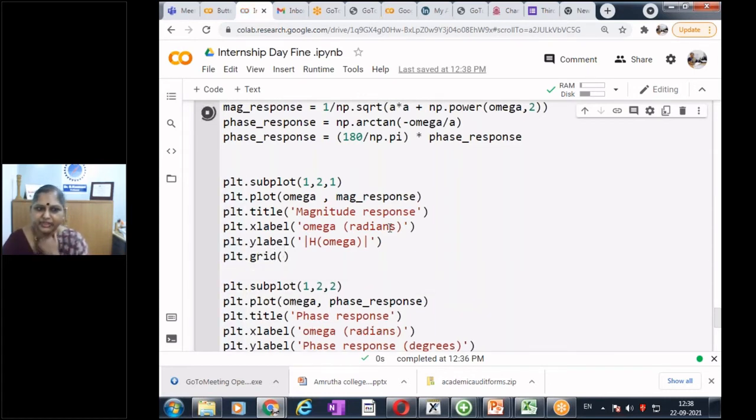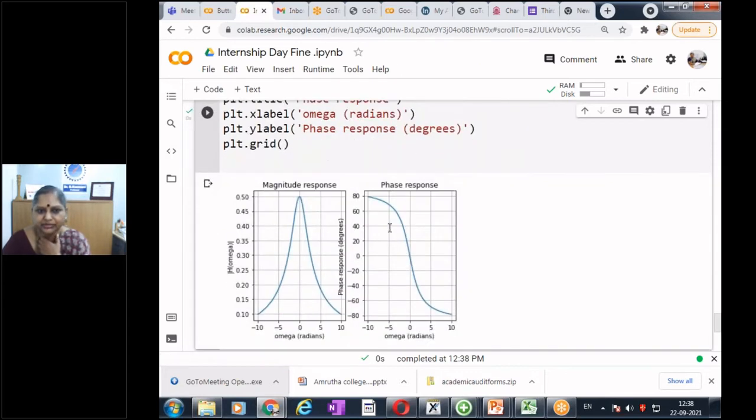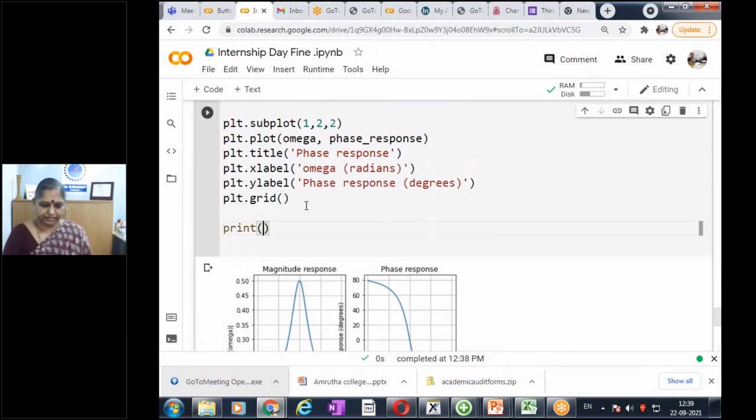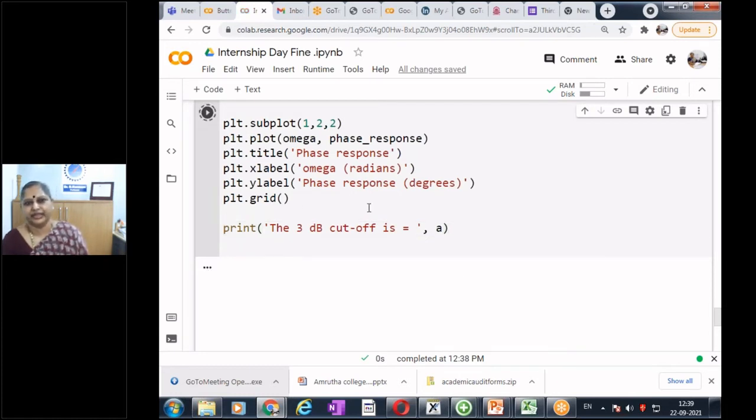Let's run and see whether we get the result. So now what happened? I have them one beside the other, the magnitude response and the phase response. From the magnitude response, we can say that this is a low pass filter. And what is the 3 dB cutoff? If I want, I can put a print command, print the 3 dB cutoff is equal to, and then this is what I have.